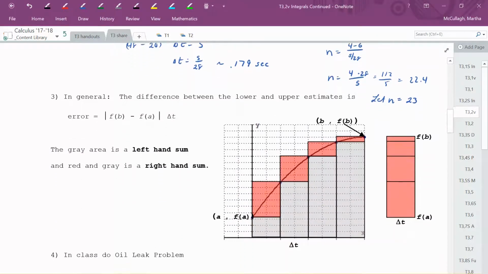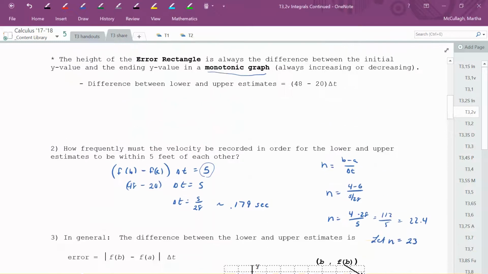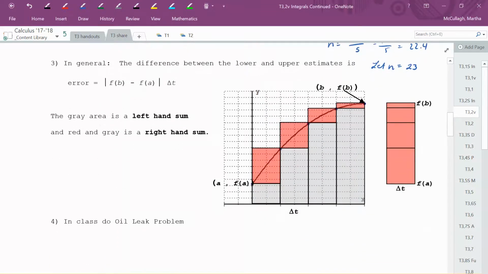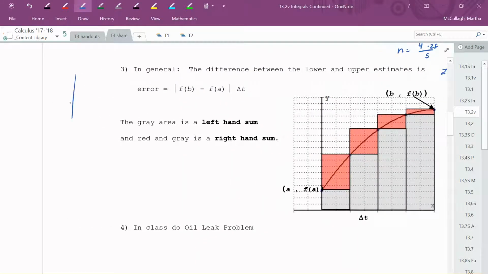Okay, so now in general, this error we talked about yesterday, we take the difference of the upper and lower, multiply it by our delta t. We're going to toss that in absolute values. And the reason is, if I had a descending function where my f(b) is lower than my f(a), say f(b) minus f(a) of 3 minus 20, I get a negative 17. It just doesn't make sense to then say, what is my error? It's going to come out to be a negative number.